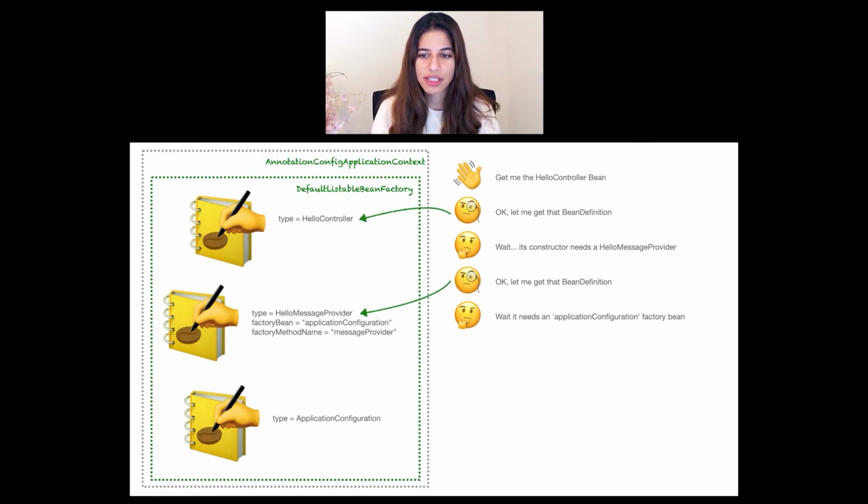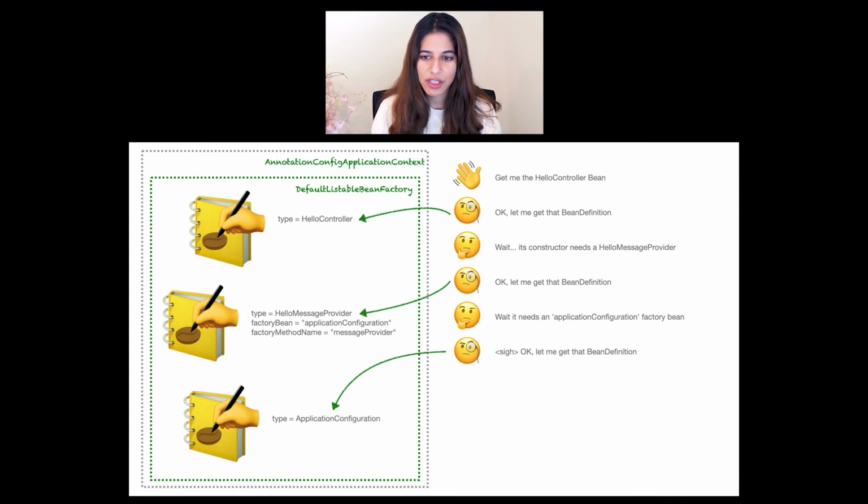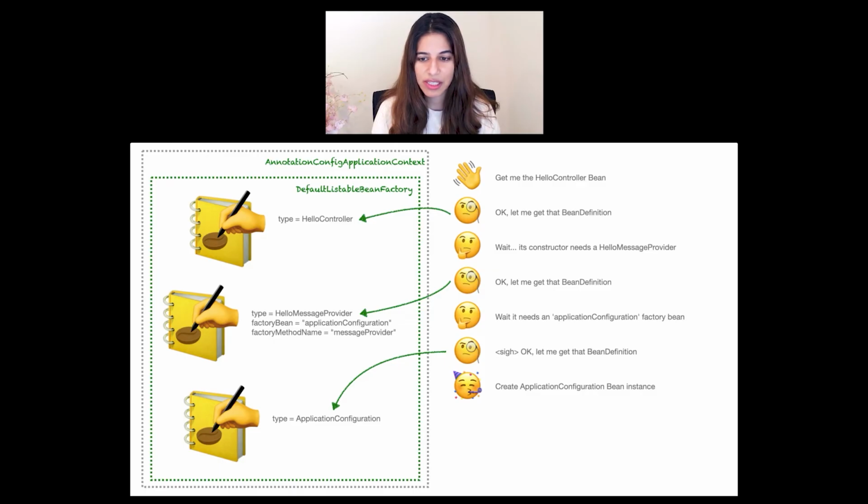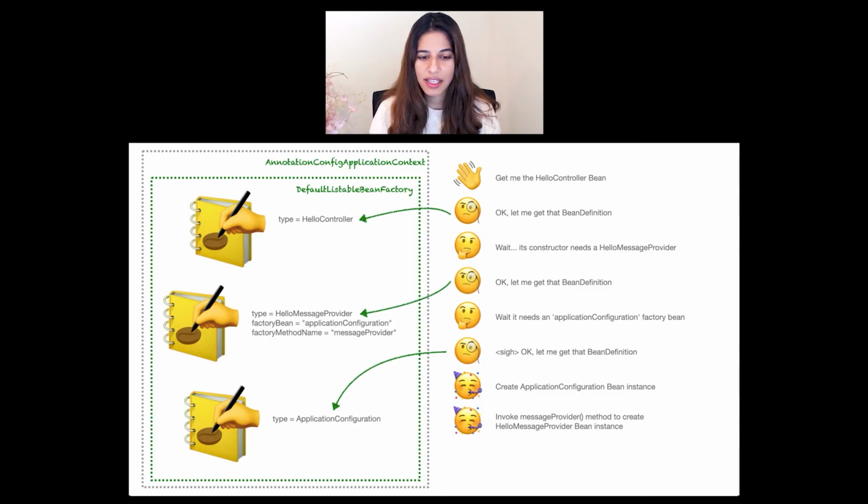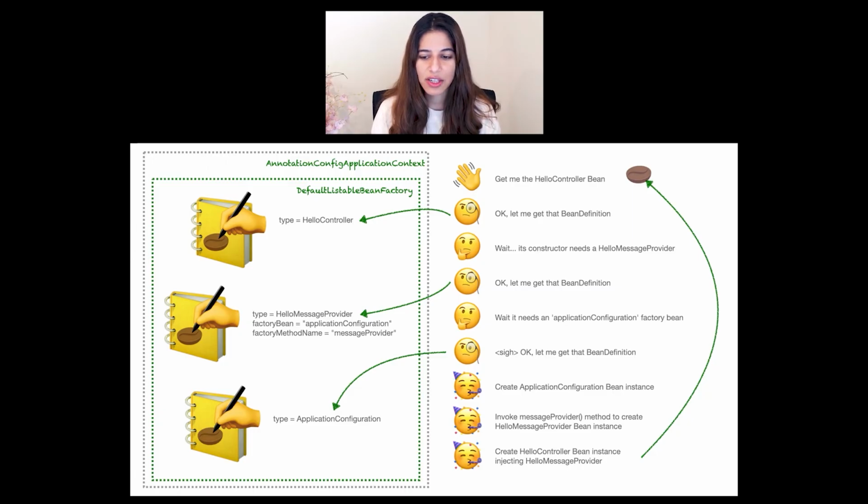From that bean definition, it sees that it needs the application configuration factory bean. So it has to go and get the bean definition for the application configuration. In this case, the application configuration has no dependencies, so it's able to create a bean instance for the application configuration. It can then invoke the message provider method on the application configuration bean instance to get a hello message provider bean instance. And lastly, it can then create the hello controller bean instance by injecting the bean instance that was created for hello message provider.